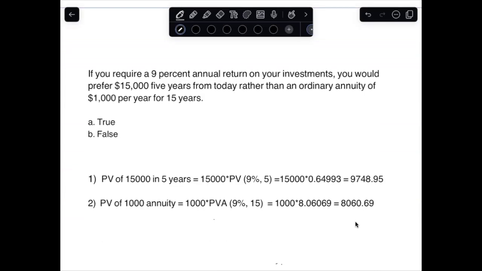If you require a 9% annual return on your investment, you would prefer $15,000 5 years from today rather than an ordinary annuity of $1,000 per year for 15 years. Is that true or false? So basically, there are two options. First option, you get 15,000 5 years later from now. Another option is you get 1,000 per year for 15 years. And the return is 9%. So which option is more worth it?